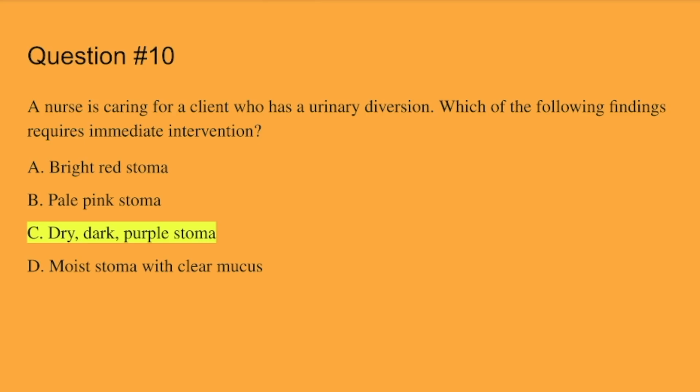A, bright red stoma. That actually is a sign of a healthy stoma. B, pale pink stoma. This may need monitoring but isn't an emergency. And D, moist stoma with mucus. This is an expected sign of stomas. A sign of compromised blood flow is that dry, dark purple stoma. A healthy stoma should be moist and red or pink.